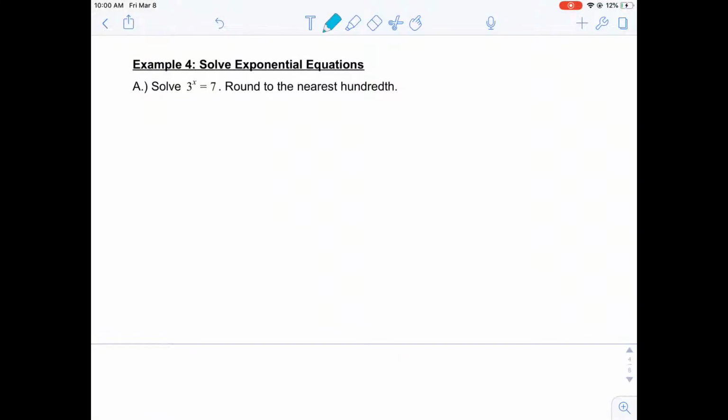Alright, in this video we're doing example 4, solving exponential equations. And we're going to be solving these exponential equations using logarithms.